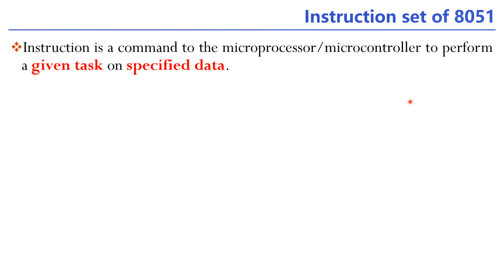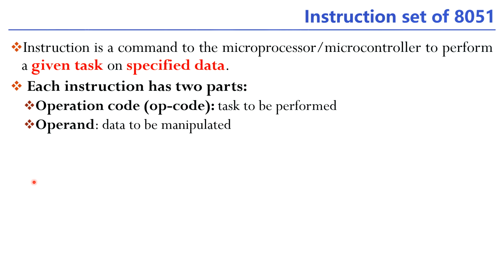Now, the instruction set of the 8051 microcontroller. An instruction is a command to the microcontroller to perform a given task on specified data. We have already discussed this, that is the first definition of the instruction set. Each instruction has two parts. We discussed this in the previous lecture. The first is the operation code. We can take an example here.